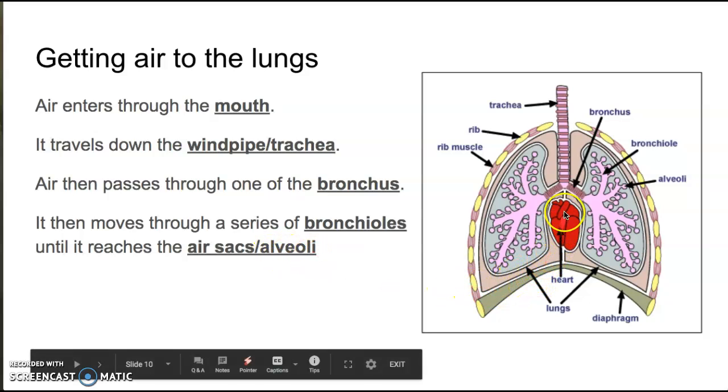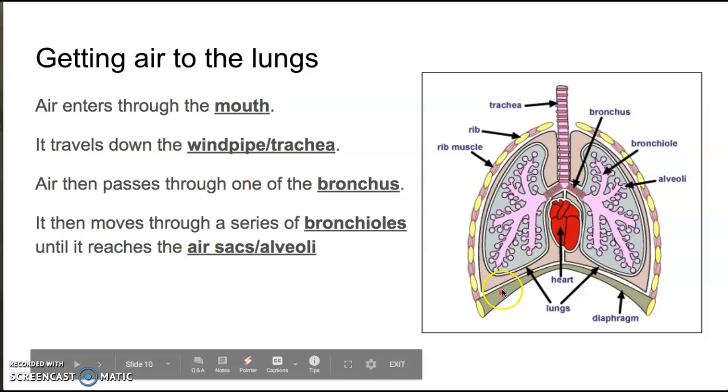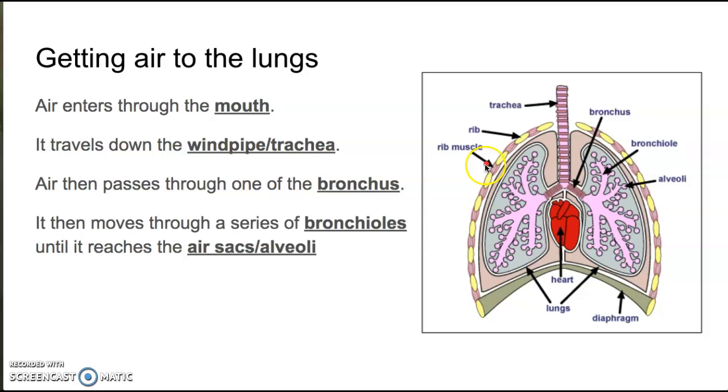And your heart is right in the middle there. Your heart is used just to pump blood around your body. It's not used directly in breathing, but it certainly needs the oxygen that you get from your lungs. Part of the breathing process involves this big muscle at the bottom of the lungs here, the diaphragm, and also your ribs and your rib muscles. So all of that is used in breathing.